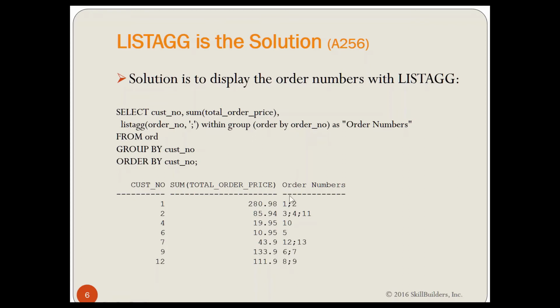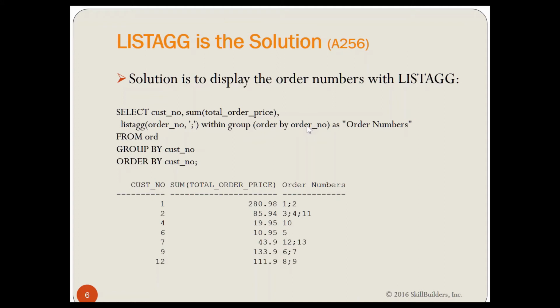So that's all we need, and what we've done is we've taken all of the order numbers, and instead of displaying them going down the page where we had one row for every order number, we have one row for each customer number, and we display all the order numbers going across the page. We can separate it by anything we want. We did semicolons here. And you don't really have to sort it by order no.